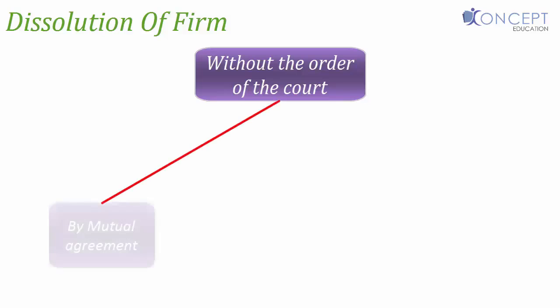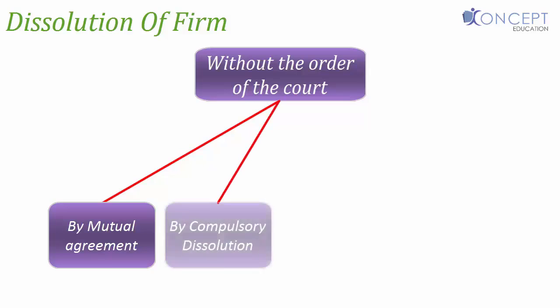First, simple, by mutual agreement. This is dissolution by an agreement between all the partners to do so. This agreement may be expressed or implied. So if all the partners decide, okay, let's dissolve the firm, it's fine. The firm will be dissolved.